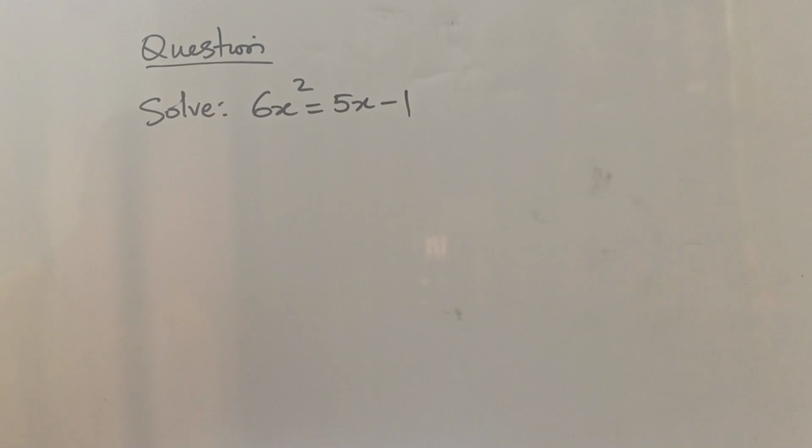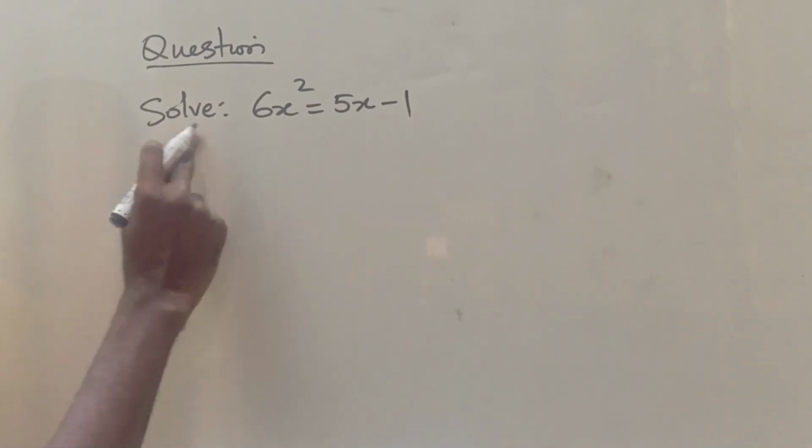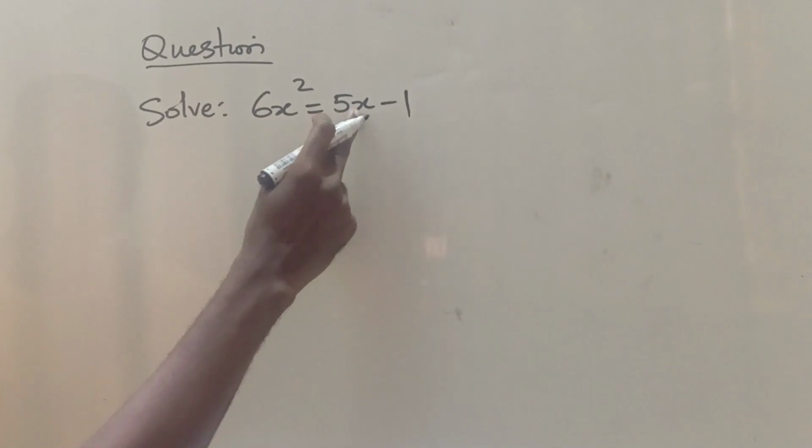Alright, today we are going to look at a problem on the quadratic. A very simple problem on quadratic. The question says: solve 6x squared equals 5x minus 1.